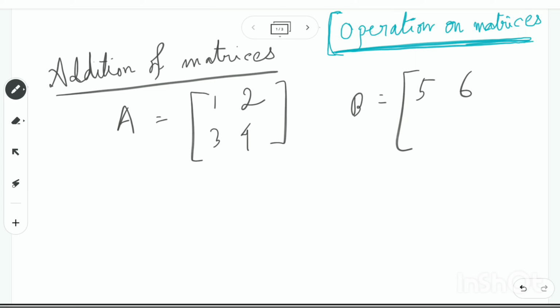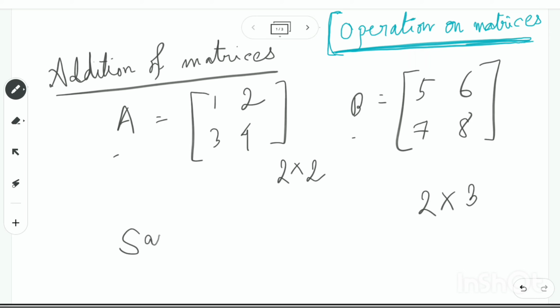There is some condition on addition of matrices. The first condition is that A and B must be of the same order. Suppose A is a 2 cross 2 matrix but B is a 2 cross 3 matrix. Then addition of matrices is not possible in this case. So the first condition of addition of matrices is same order.